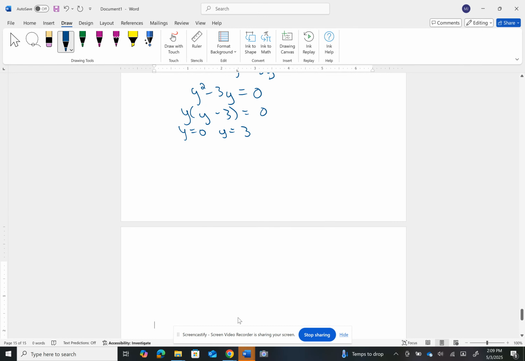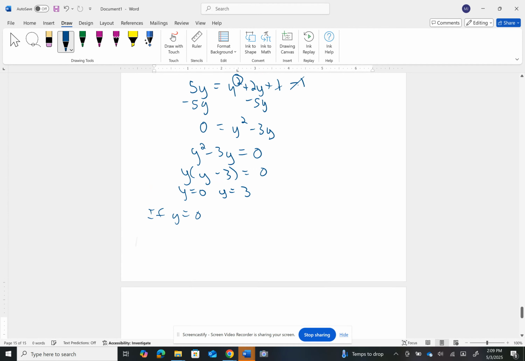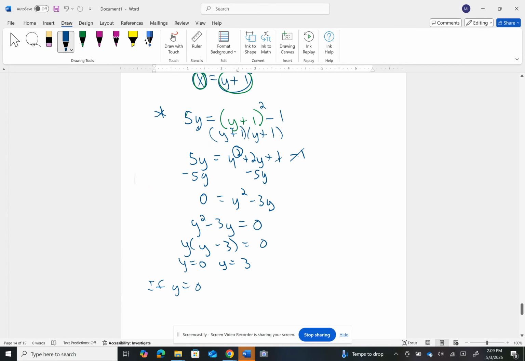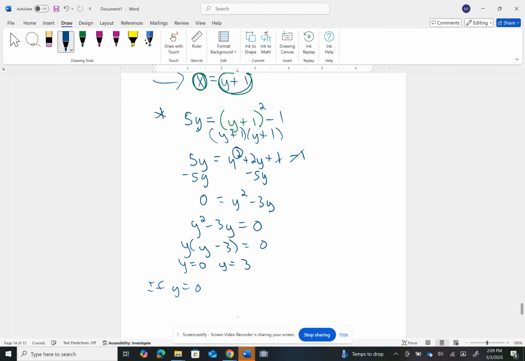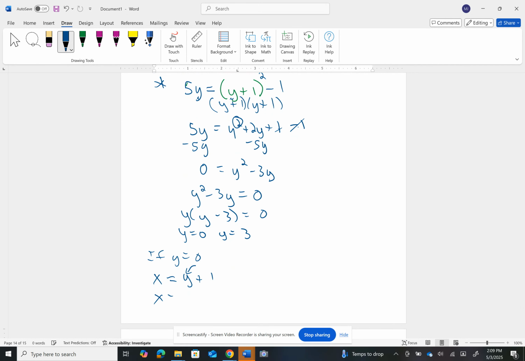So if y equals 0, you're going to plug the 0 in, and determine what the x would need to be. So we're going to go all the way back up to this equation, and we're going to say if y equals 0, x would equal y plus 1. The 0 is going to go there. So x would equal 0 plus 1, which is 1. That would give you one ordered pair, 1, 0.